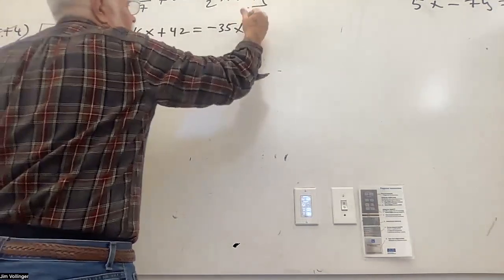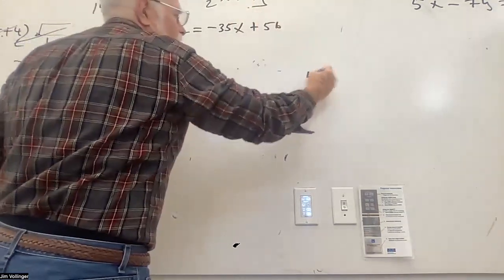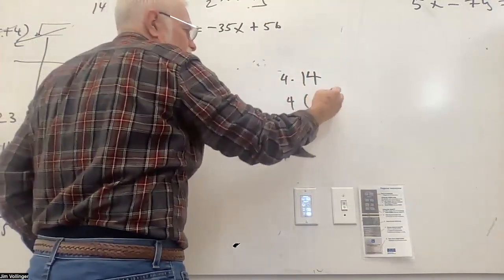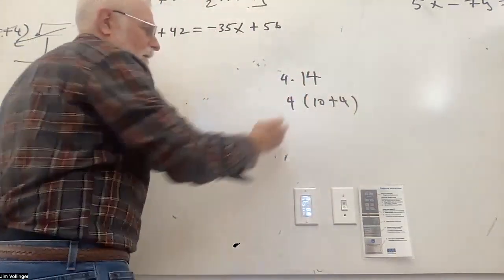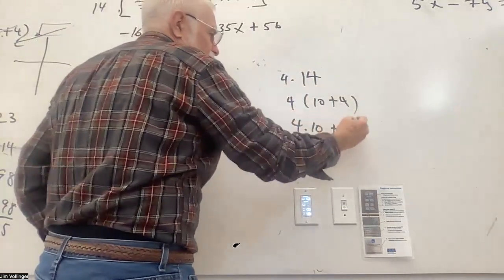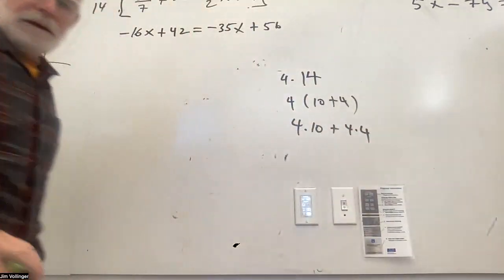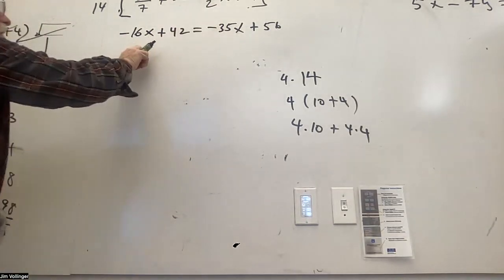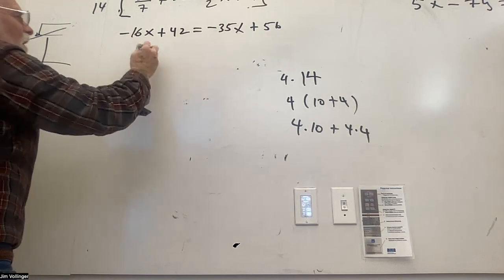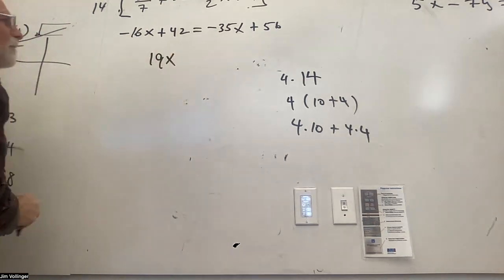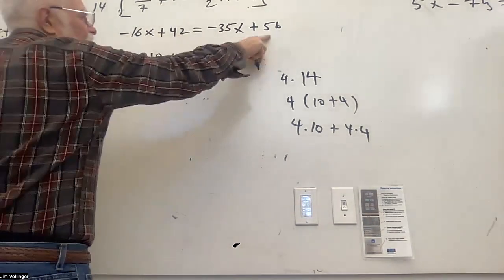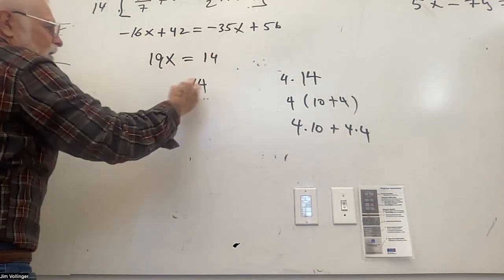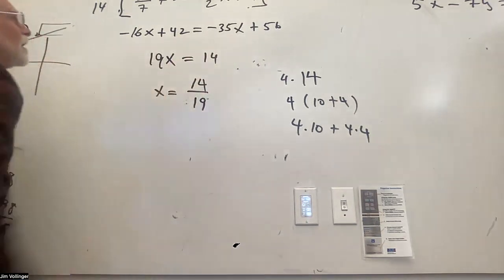14 times 4, 56. Okay, so 14 times 4. In your brain, I hope you're saying 4 times 10, and then 4 times 4. 4 times 10 plus 4 times 4 is how you can do that quickly. Okay, distribute it. All right, we're going to bring the 35 this way, and 35 and 16 are 19 apart. It's going to become positive 19. Subtract 42 from 56, and I think you're 14. So we got 14 over 19 is our x value.